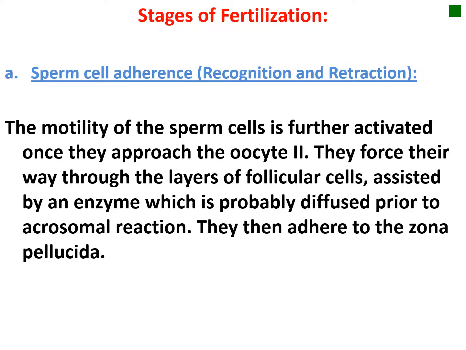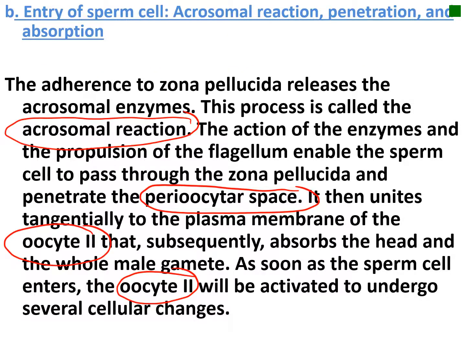Then they are going to adhere to the zona pellucida. Entry of sperm cell: acrosomal reaction, penetration, and absorption. The adherence to the zona pellucida will release these acrosomal enzymes. This process is called, as I said, acrosomal reaction. The action of the enzyme and the propulsion of the flagellum will enable the sperm cell to enter the zona pellucida and move toward something called the perivitelline space.